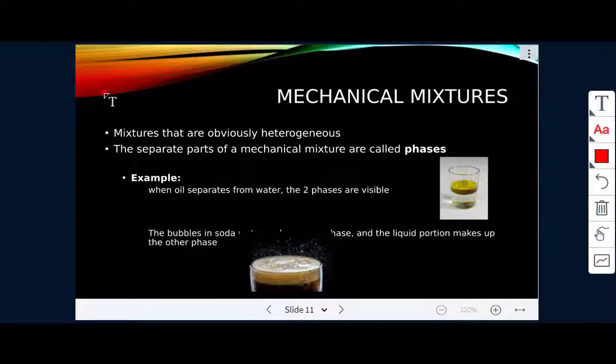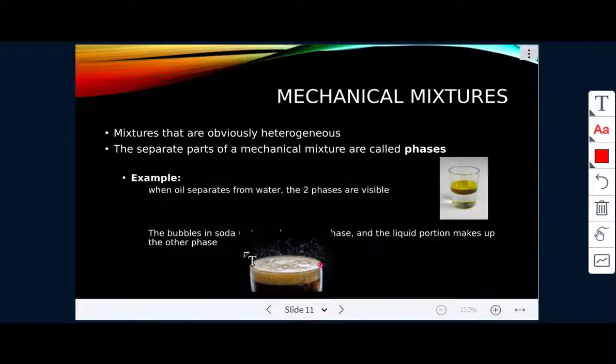So mechanical mixtures are again heterogeneous mixtures. They are obviously heterogeneous. You can see the separate parts, and those separate parts are called phases. So here we have oil and water together. The oil will separate from the water, and you can see the two different phases.